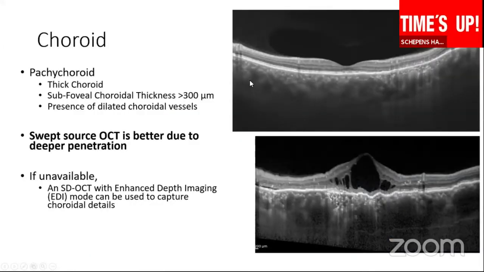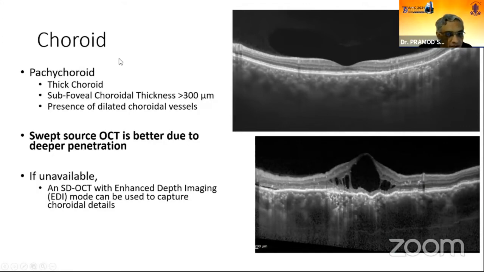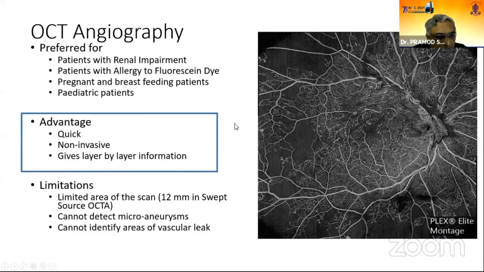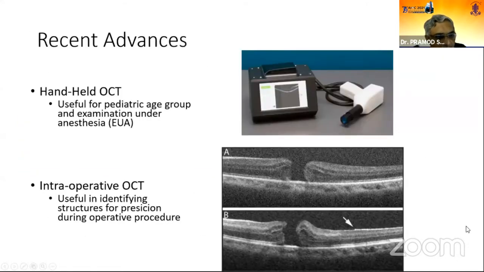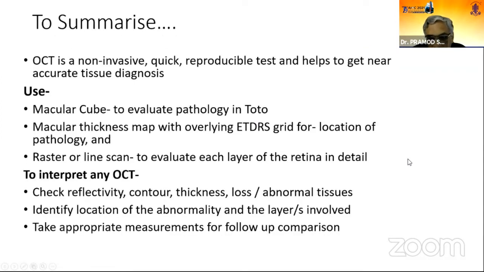So for choroidal scans nowadays, with the new entity pachychoroid syndrome, we have a choroid that is thicker and also has dilated choroidal vessels. Swept-source OCT is better because it has much deeper penetration and a longer scan. Newer developments, just to touch upon, include OCT angiography. We can have a handheld OCT, and now intraoperative OCT as well. So newer and newer tools we are getting now.